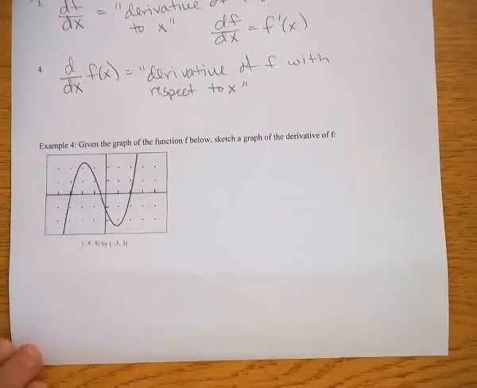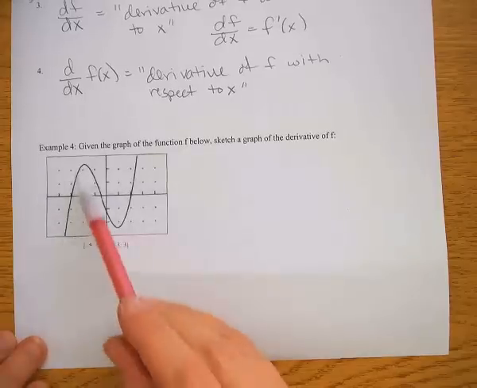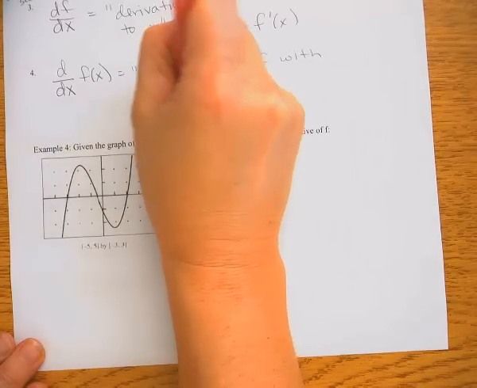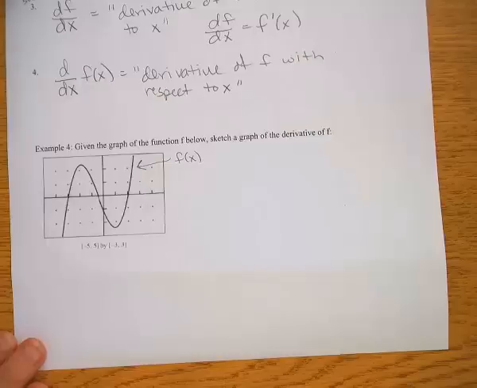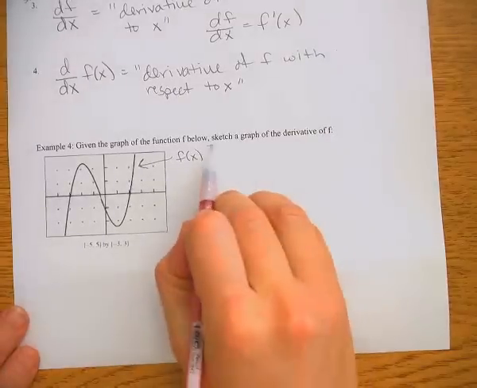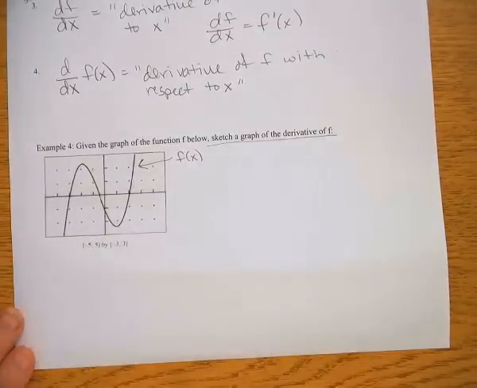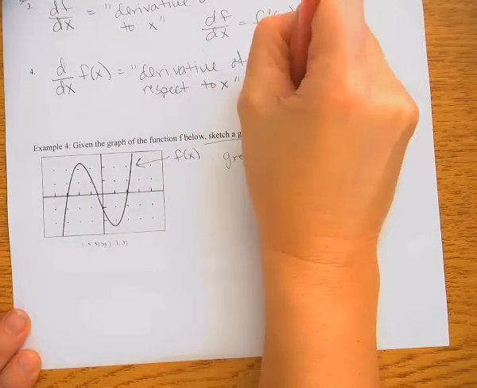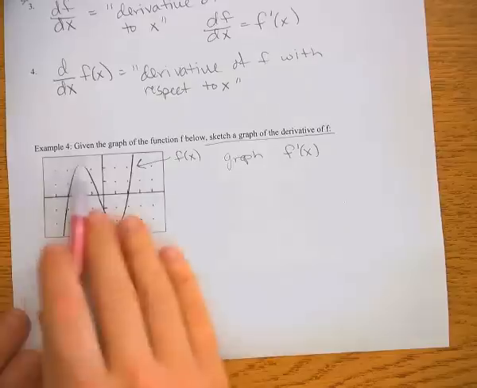Moving on to our first graphing example. What it's asking you to do is to use the graph of a function. So let's just go ahead and call this function f of x. That's what's given to you. And you're being asked to sketch a graph of the derivative of that function. So they want you to graph f prime of x using only the graph of f.